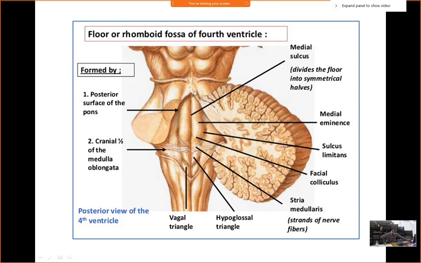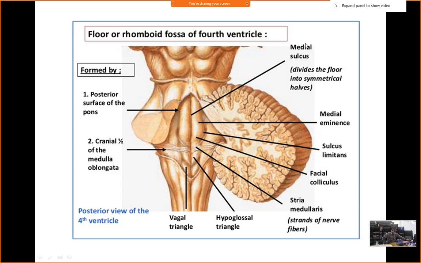On either side, this upper part of the medulla oblongata, the open part, its dorsal aspect forms the floor of the fourth ventricle. At the midline there is a median sulcus. On either side of the median sulcus we can see an elongated, vertical elevation, which is called the medial eminence. This medial eminence is limited laterally by a depression, which is called the sulcus limitans.